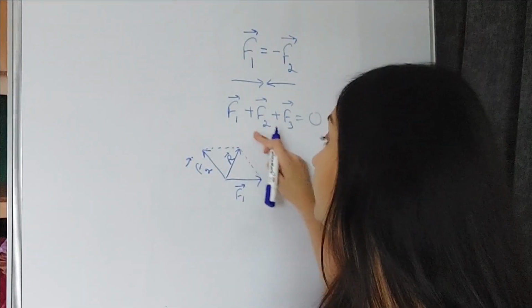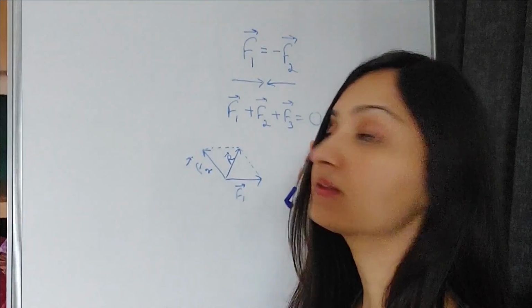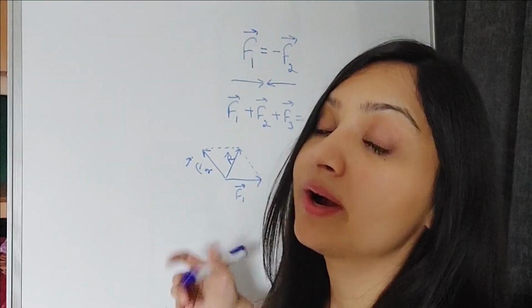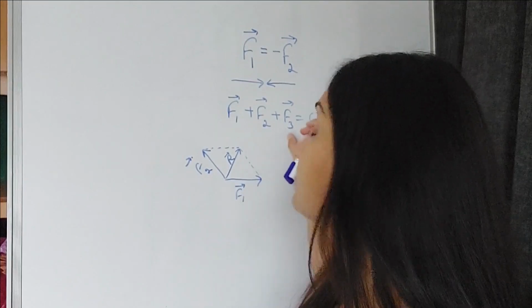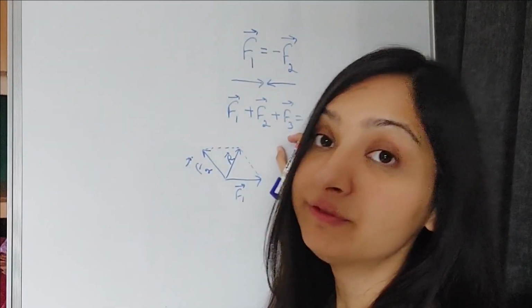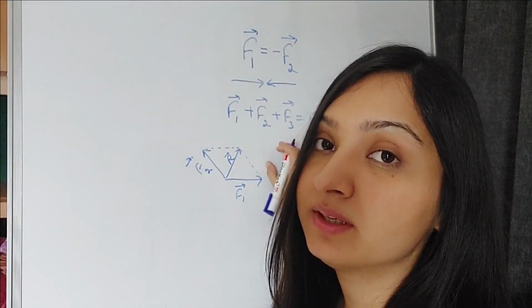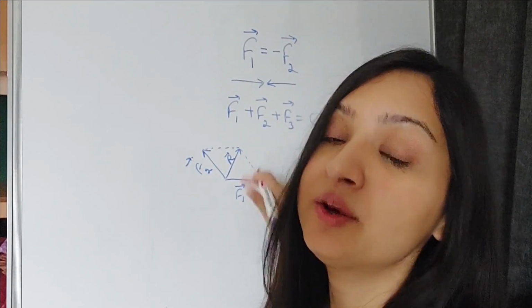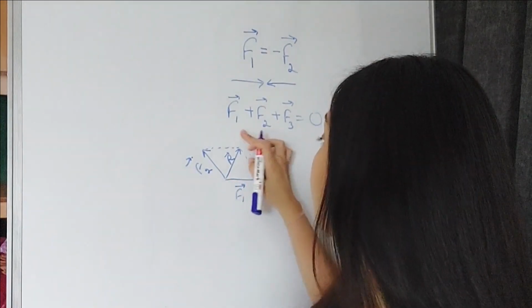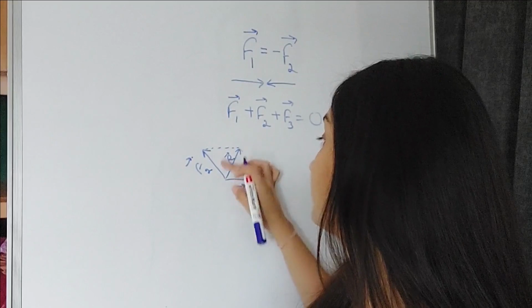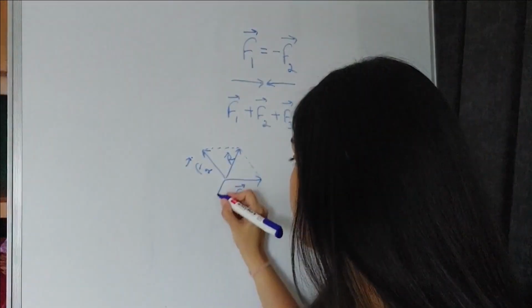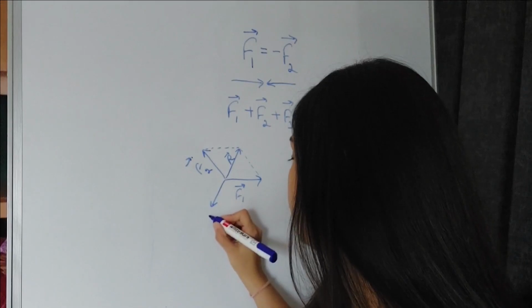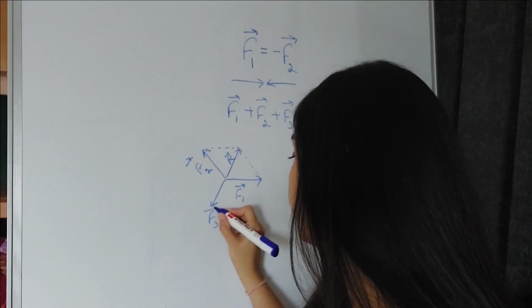ठीक है? So equilibrium under the action of three forces implies this. So what do I conclude? For the equilibrium of three forces, this third force, that is F3, must be equal and opposite to the resultant R of the two forces, like this. This is my F3.